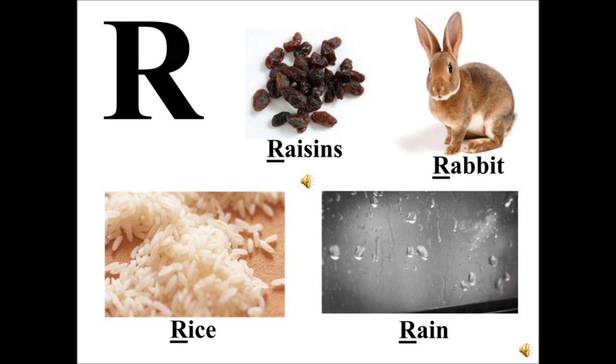R-A-I-N, rain. Let's spell rabbit. You see rabbits outside sometimes. You can see them at the zoo, also on a farm or a petting zoo, sometimes at museums, depending on the season. Rabbit is an R word, so let's spell rabbit. R-A-B-B-I-T. Rabbit. R-A-B-B-I-T, rabbit. Great job.